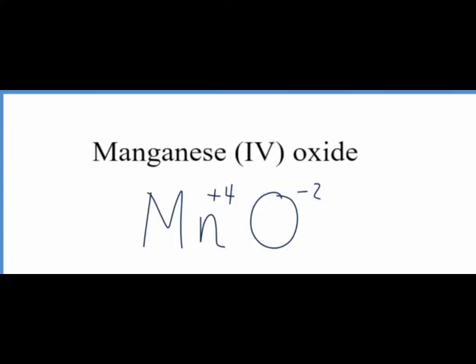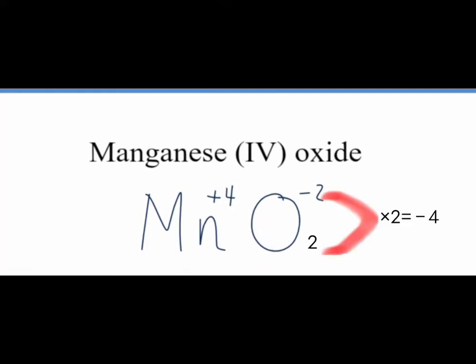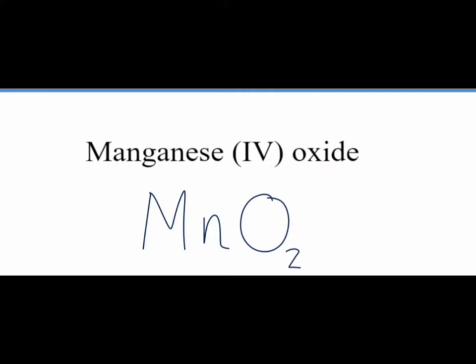So, let's balance to get the formula. To balance, put a subscript 2 on oxide, then multiply it by the charge of oxide, which is minus 2, that gives us negative 4. So, we can now cancel the charges and that makes the formula of manganese(IV) oxide MnO2.